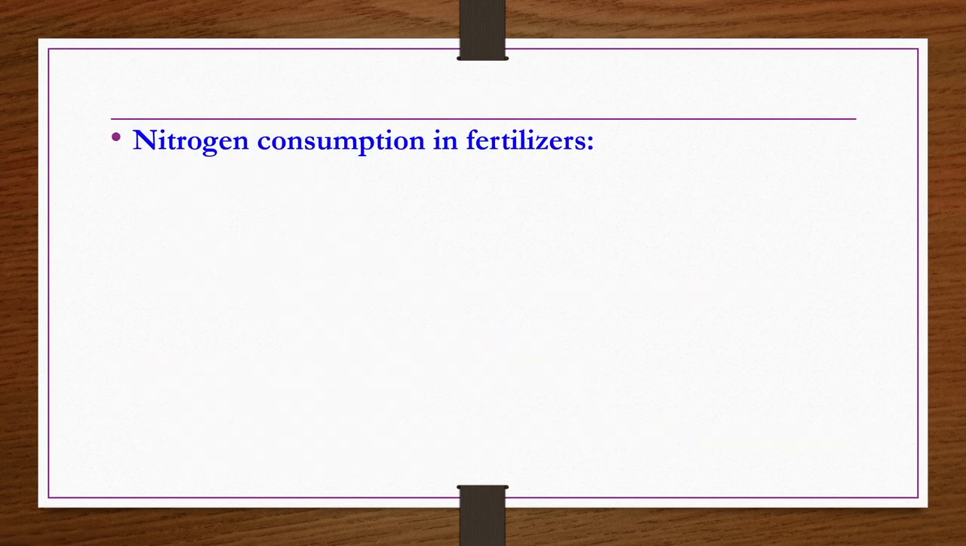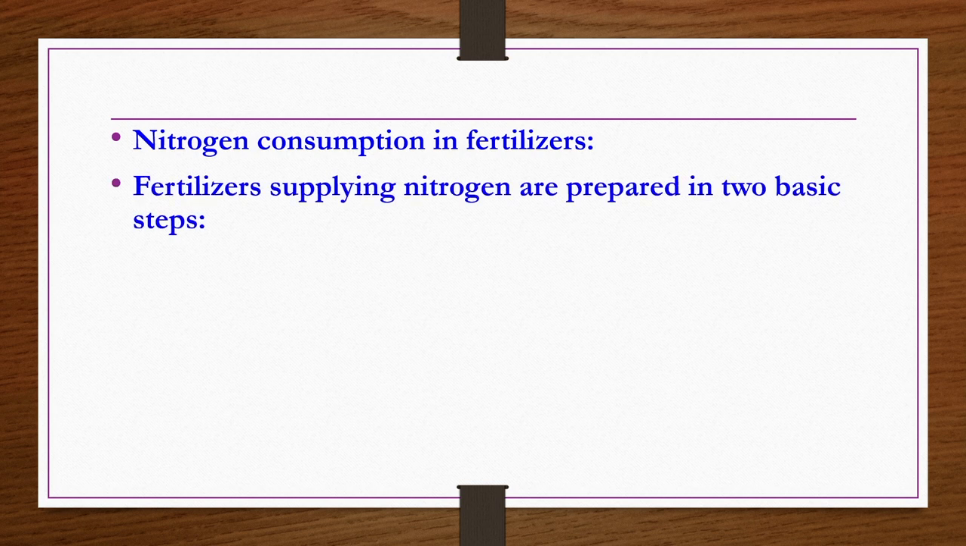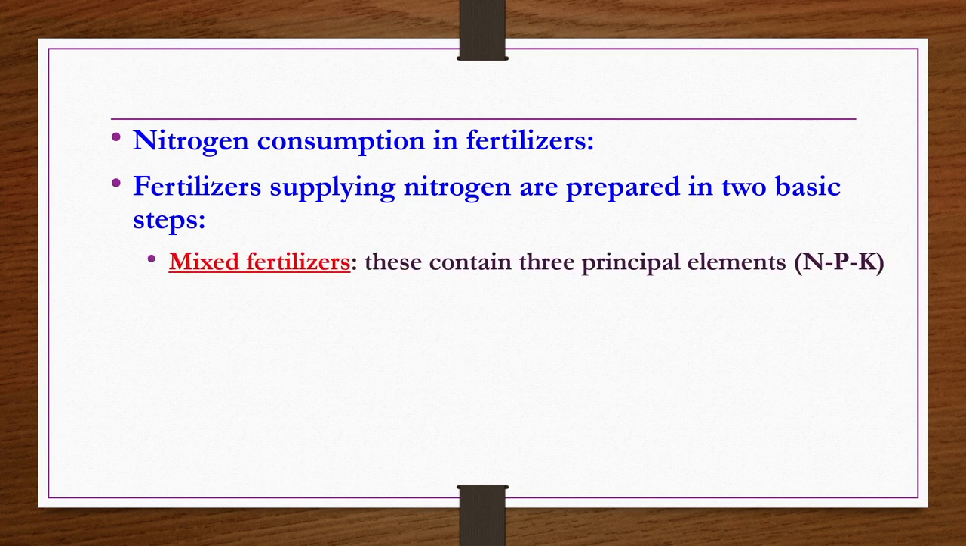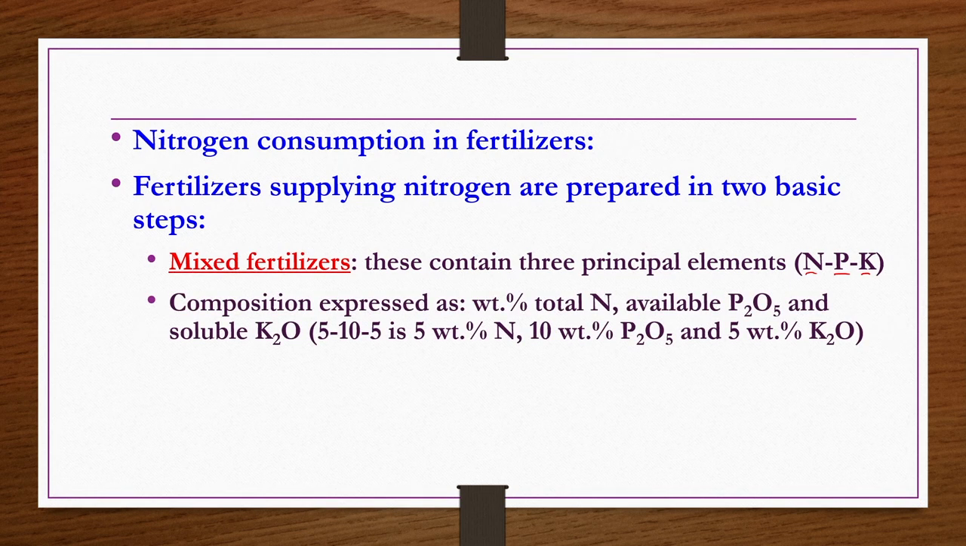Nitrogen consumption in fertilizers: fertilizers supplying nitrogen are prepared in two basic types. One is the mixed fertilizers. These contain three principal elements, N, P, K. Because all three are mixed, these are known as mixed fertilizers. This NPK indicates composition expressed as weight percent of total N, available phosphorus pentoxide and potassium oxide. Let us say a 5-10-5 fertilizer: that means 5 weight percent N, 10 weight percent P2O5 and 5 weight percent K2O are present in the fertilizer. That is what it means.